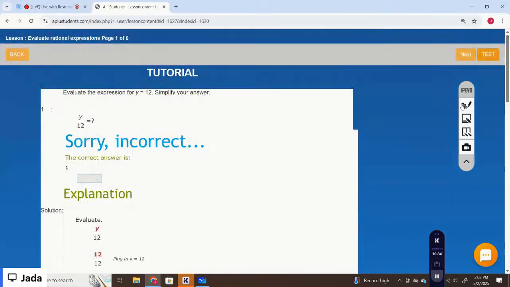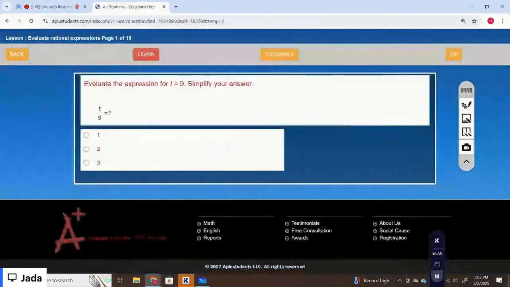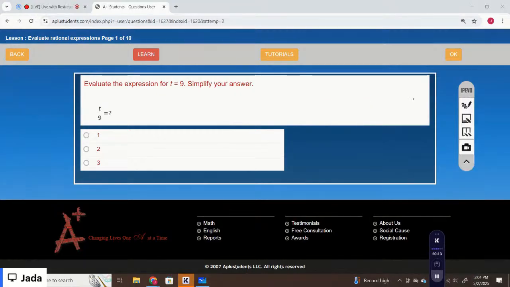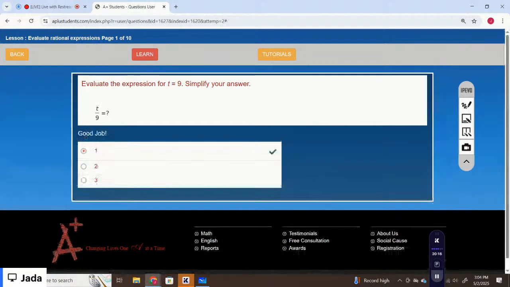Let's just start with the test questions. Evaluate the expression for t equals 9. Simplify your answer. T over 9. Just replace t with 9. So that is 9 over 9. So the correct option is 1. Option number 1 is the correct option.